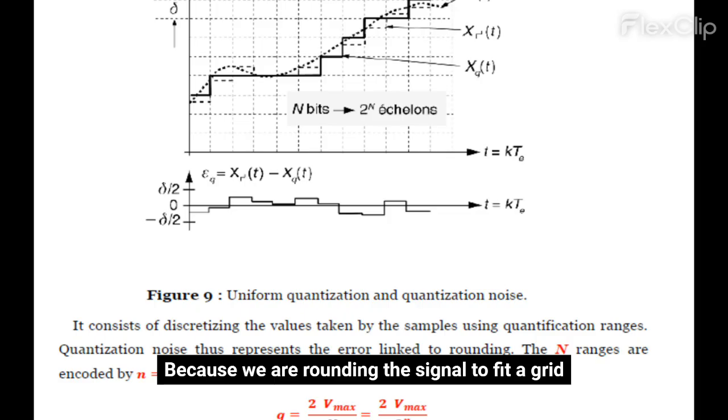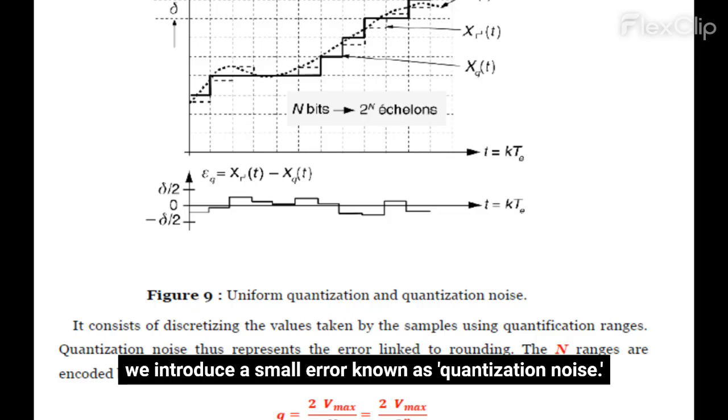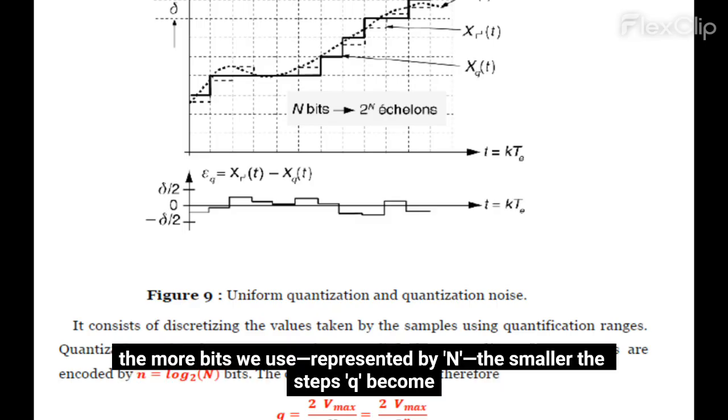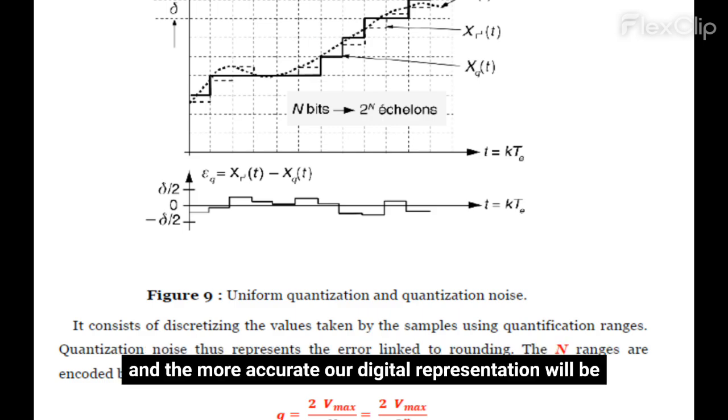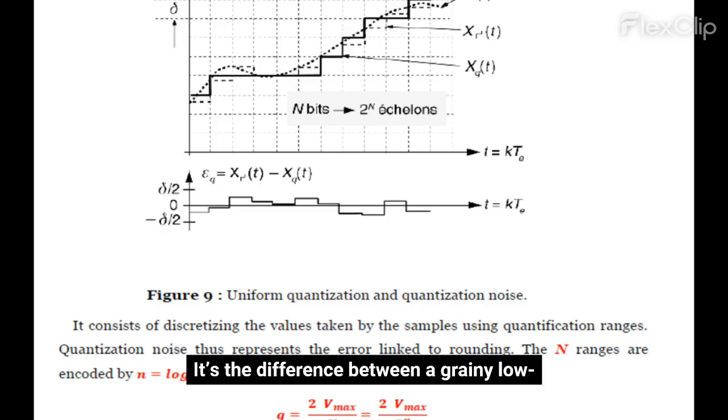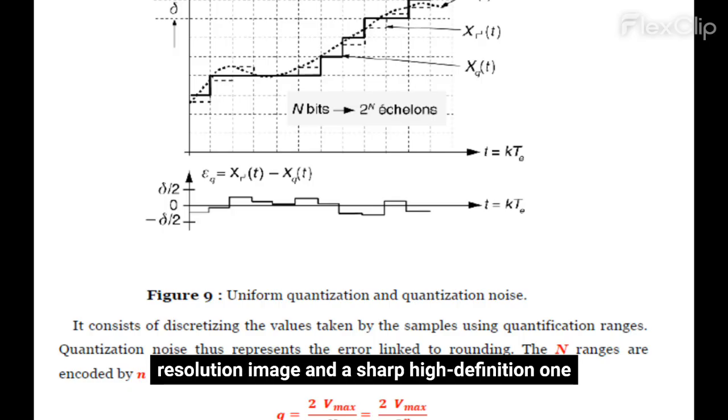Because we are rounding the signal to fit a grid, we introduce a small error known as quantization noise. As shown here, the more bits we use, represented by n, the smaller the steps Q become, and the more accurate our digital representation will be. It's the difference between a grainy, low-resolution image and a sharp, high-definition one.